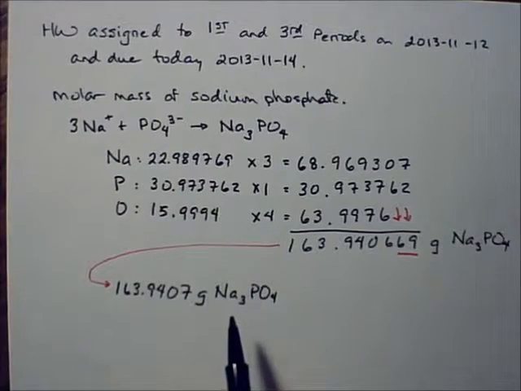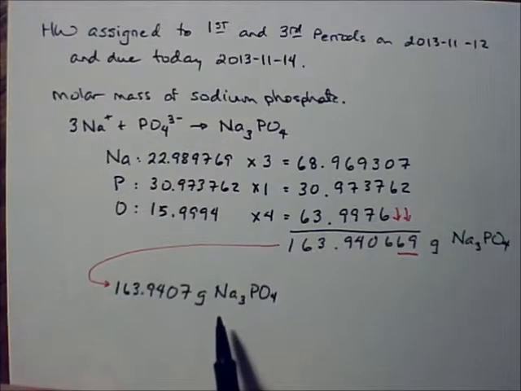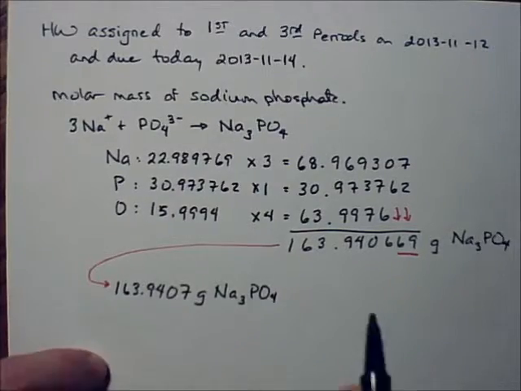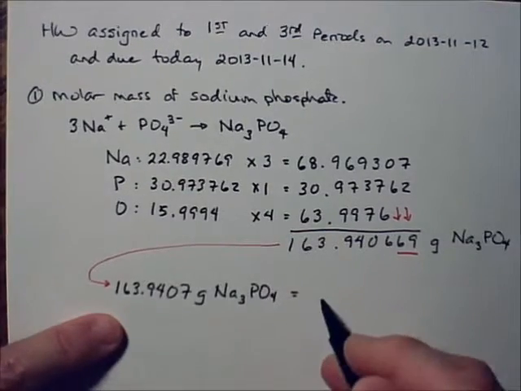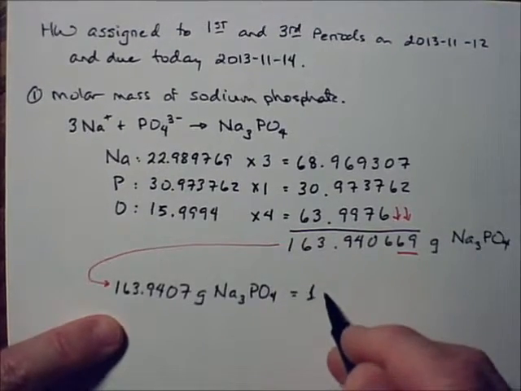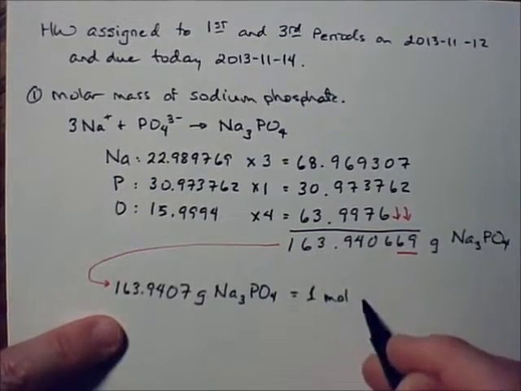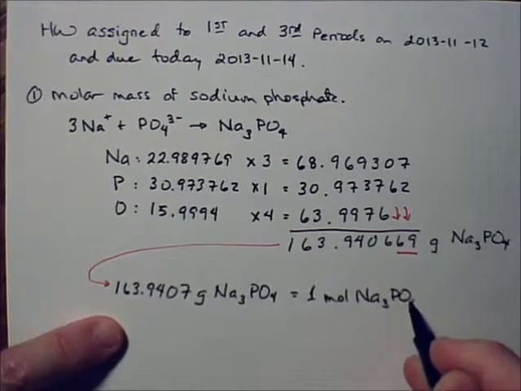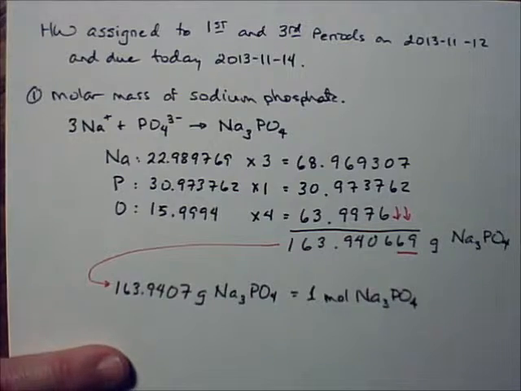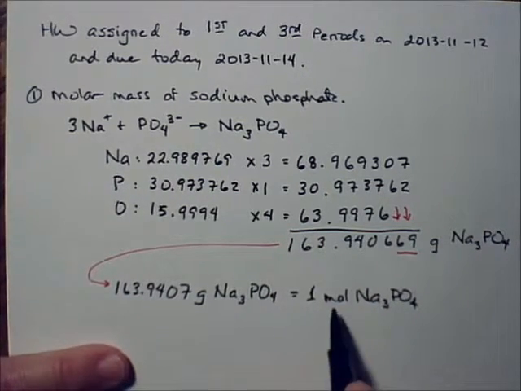But in this class, I also expect you to finish the equality statement because we're going to need that. In fact, we're going to need it in the next problem. This is number 1 here. And so the equality statement is that this is equal to 1 mole. That's the definition of what molar mass is. It's the mass of 1 mole of that species. And so we're going to show that it's 1 mole of that species.